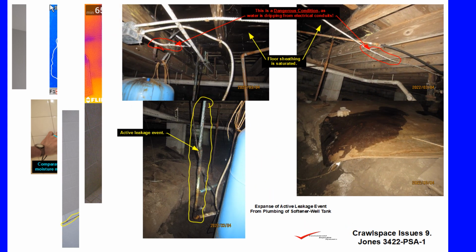Now, this is a little different. I go down in the crawl space, and as it says there, expansive active leakage event from plumbing of softener well tank. Yeah, some of it occurred from that. The softener is up above. No, the well tank, that blue thing, is down below. But they also had a leaking wax ring toilet seat ring in there. So look at that. That is a mess.